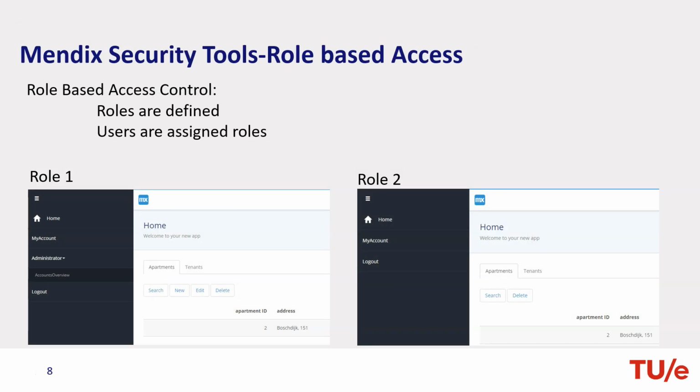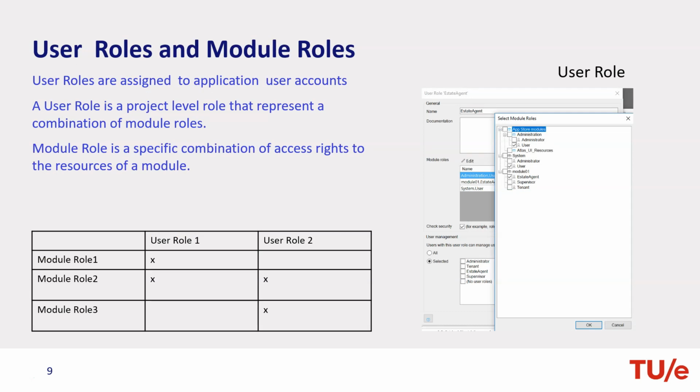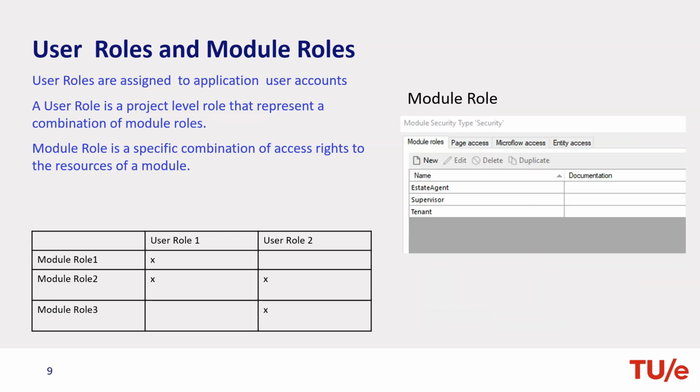Mendix has detailed support for defining and implementing role-based access controls. Here we see the views of the same page of a Mendix application for two system users with different roles. There are two types of roles, user roles and module roles. User roles are assigned to the application users. They are defined by combining module roles at the project level. A module role is a combination of access rights to selected resources of a module. Multiple roles can be defined for each module. Since they are not defined at project level, module roles cannot be directly assigned to application users.